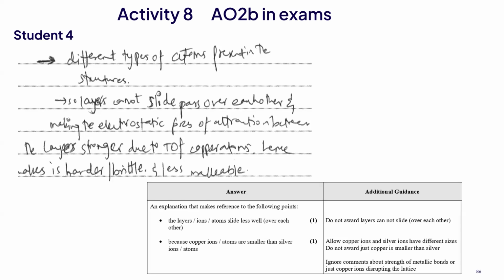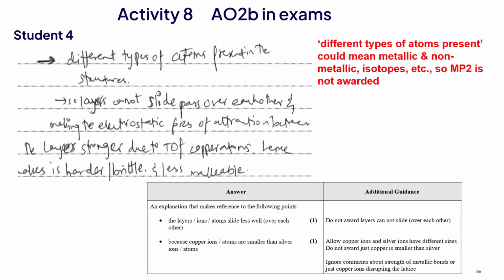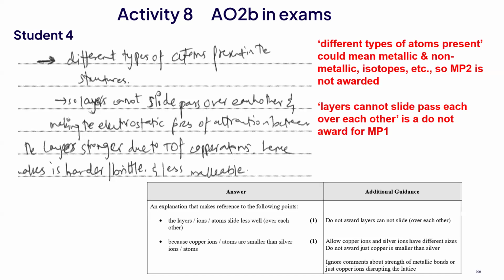Well, different types of atoms I don't think is clear enough, because it could mean metallic, non-metallic, isotopes, etc. So you're not going to get MP2 out of that, not as far as I'm concerned anyway. Layers cannot slide over one another is a do not award for MP1, so this candidate gets nothing, unfortunately.